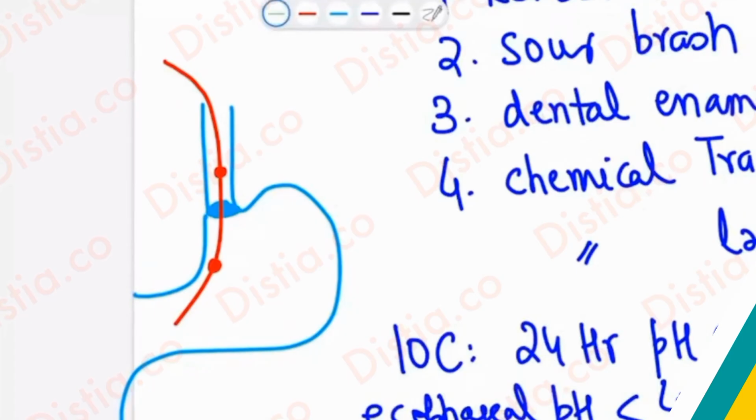In the exam, he was so specific that he even went to the level of asking how many centimeters away from the lower esophageal sphincter the sensor will be present. I want you to remember that the sensor of the esophagus and the sensor in the stomach are both present 5 centimeters away from the lower esophageal sphincter. You can see the LES shown in blue color and the sensors in red.